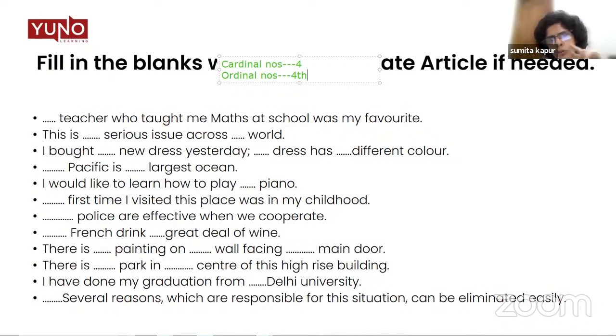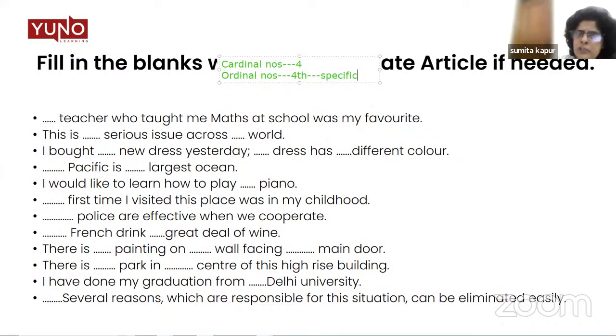Means there are 3 people who bat before Virat Kohli, and Virat Kohli is the 4th batsman. So do you understand the difference between cardinal and ordinal? Cardinal is the sum total. I tell you there are 4 batsmen in the Indian cricket team, so I simply say there are 4 batsmen. Before 4, I don't use any article. But when I say Virat Kohli is the 4th batsman, in ordinal number I'm talking about a specific position or a specific sequence. That is the difference between the cardinal and the ordinal numbers.